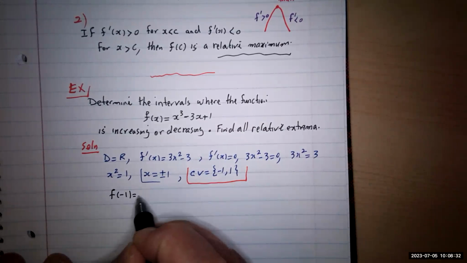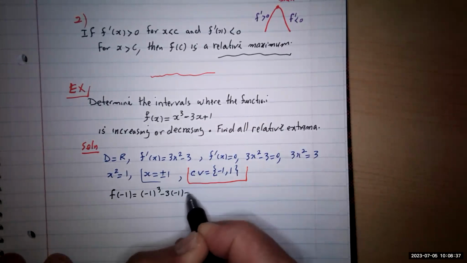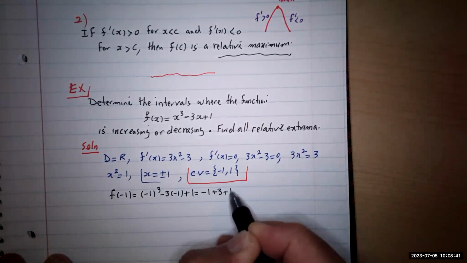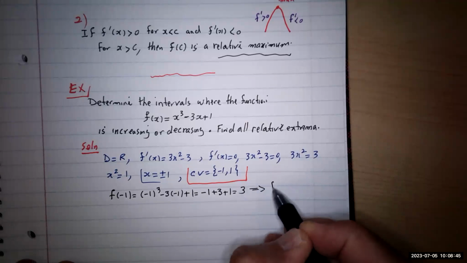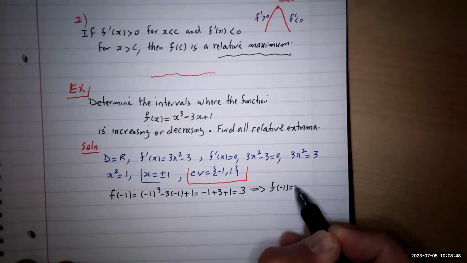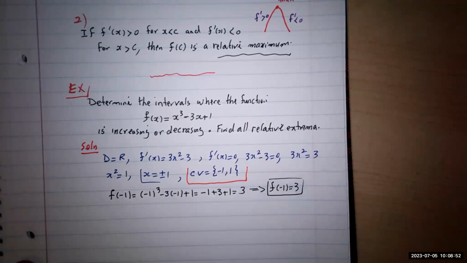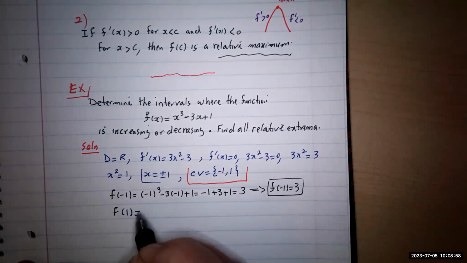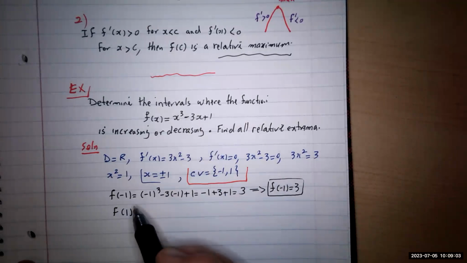f of -1: plug into the function, -1 cubed minus 3 times -1 plus 1. It's going to be -1 plus 3 plus 1, which is equal to 3. So f of -1 equals 3 is one of the candidates for the maximum or the minimum. You do the same thing for the second number. So we find f of 1. f of 1 is 1 minus 3 plus 1.